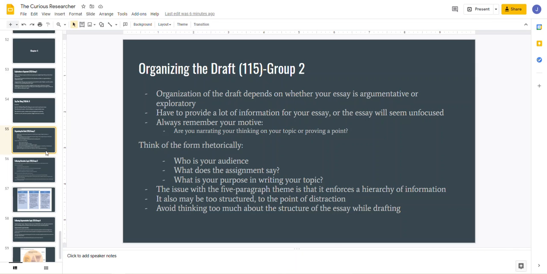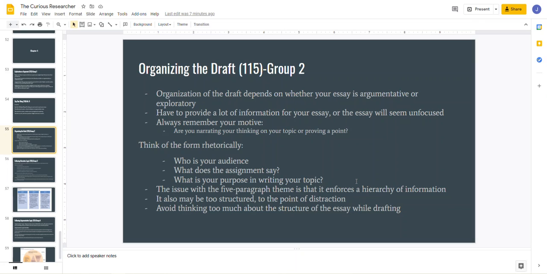What is your purpose in writing the topic? So your purpose, if you want to argue, your purpose is to argue. You're going to state your thesis and you want people to take action. Purpose is if you're exploring, you want to present your information and educate your audience about your topic.